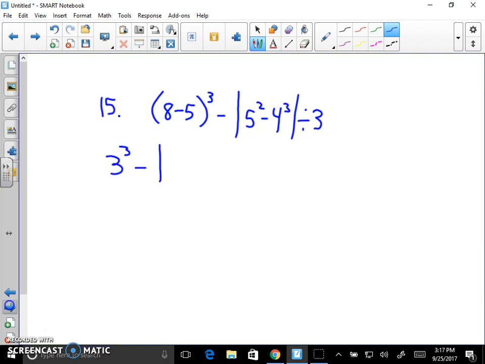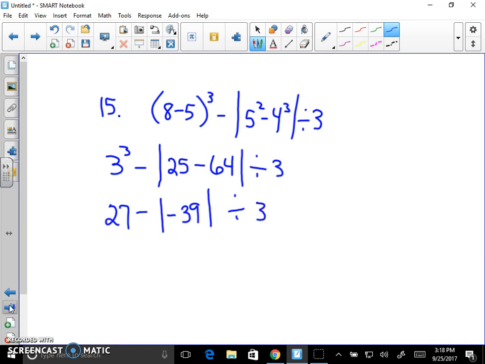Minus, inside those absolute value bars, 5 squared is 25. Minus 4 cubed, or 4 to the third power, which means 4 times 4 times 4 is 64. And then we're going to say divided by 3. Okay? Our 3 to the third power means 3 times 3 times 3. Remember, if you have that calculator, you can use that y to the x bar. Or minus, what's inside the absolute value bars is negative 39, because 25 minus 64.